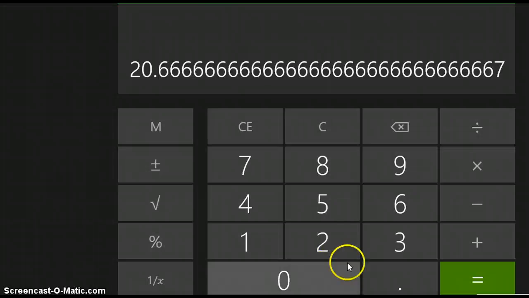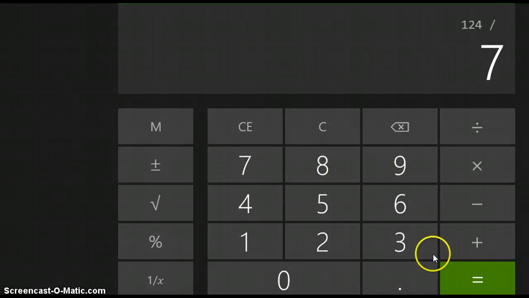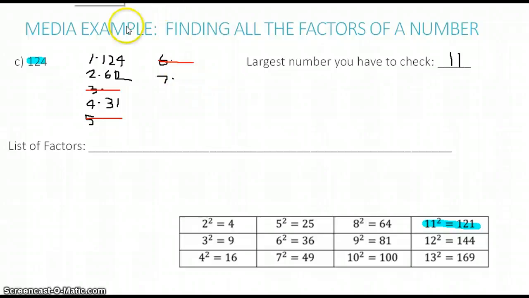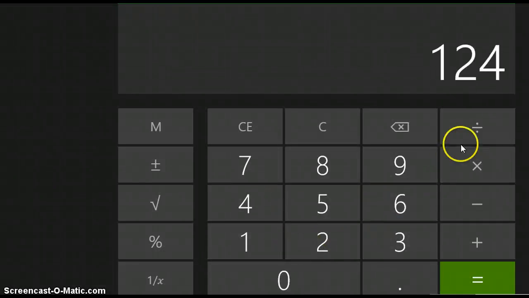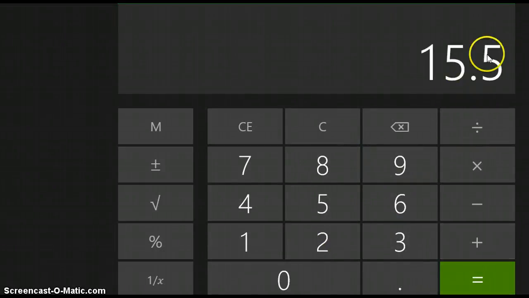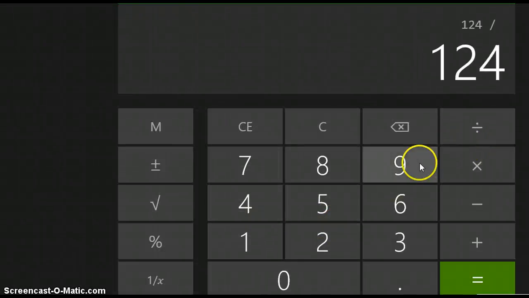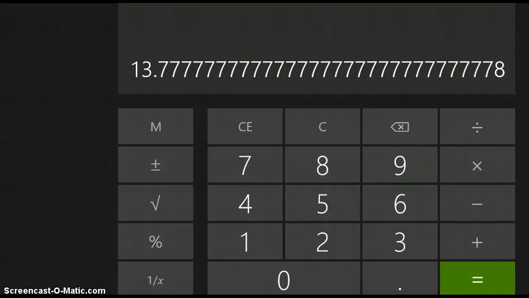Let's try 7. Also not a factor. Now let's try 8. There is a decimal, so there's a remainder. So 8 is not a factor. We just have a few more to go. Let's try 9. 124 divided by 9. Remainder, so not a factor.